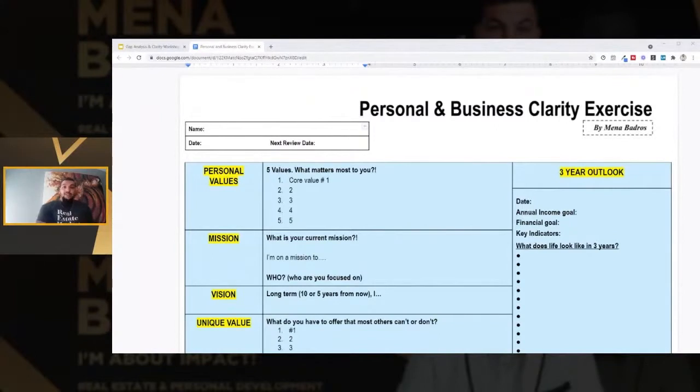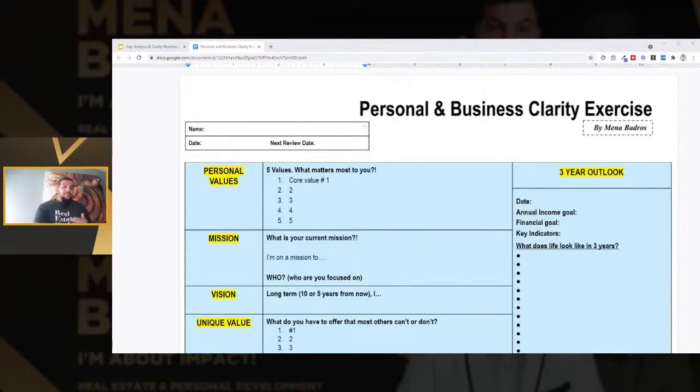Right under that, after you define your values, we look at the mission. What is the current mission that we're on? So maybe you're on a mission to list 100 homes. Maybe you're on a mission to educate 1,000 people on home ownership. Maybe you're on a mission to raise $1 million for charities, right? What is the mission that you're currently on? What is the task that you're currently focused on, right?